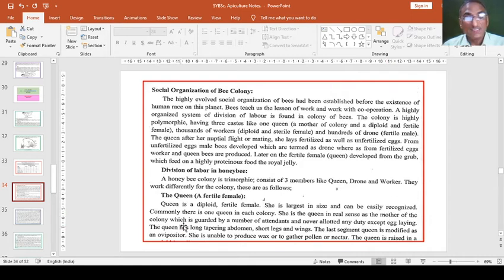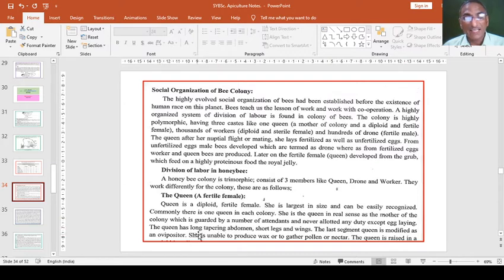Commonly, there is one queen in each colony. She is the queen in a real sense as the mother of the colony, which is guarded by a number of attendants and never allotted any duty except egg laying. So the female, the queen, is only for laying the eggs, and therefore she is called the mother of the colony.